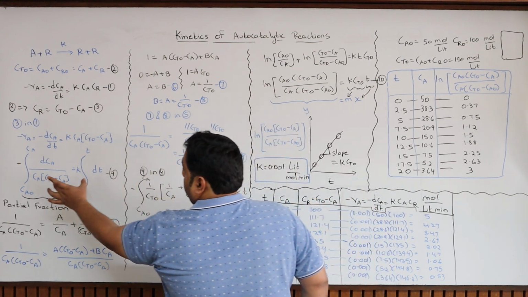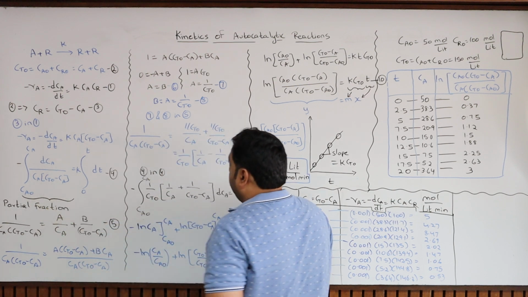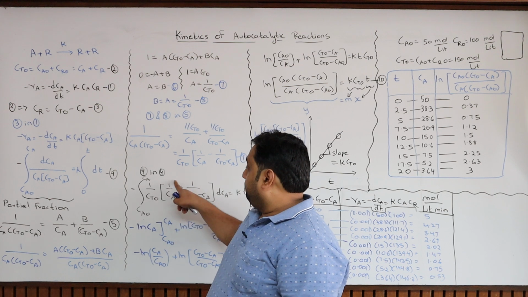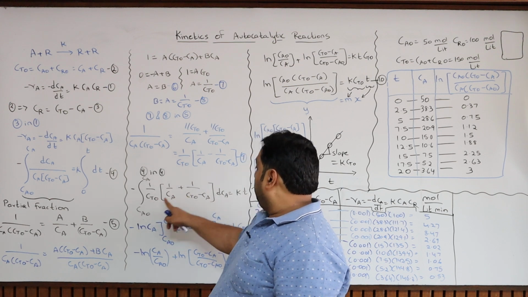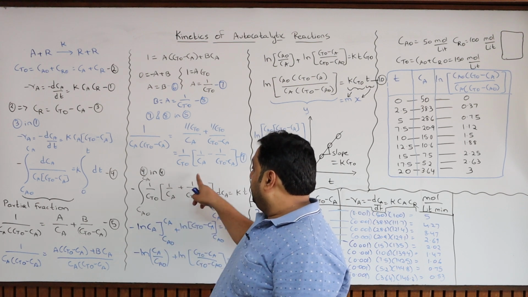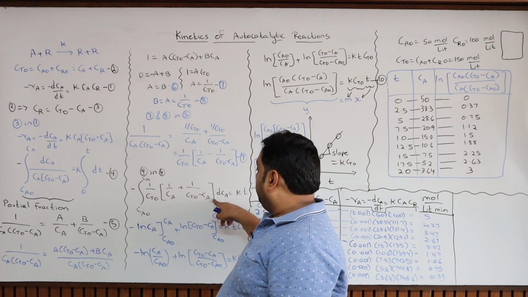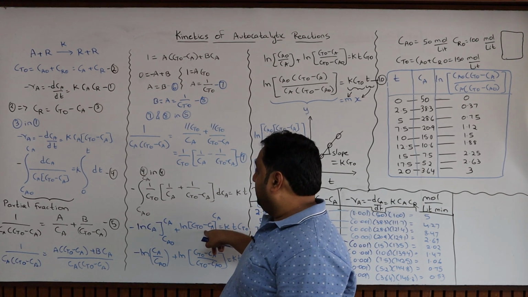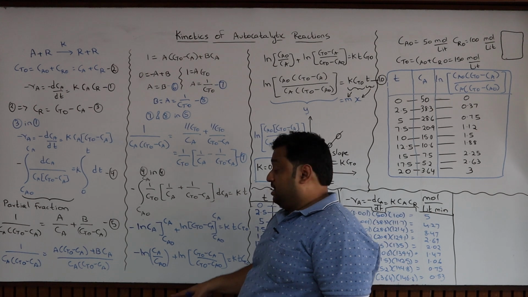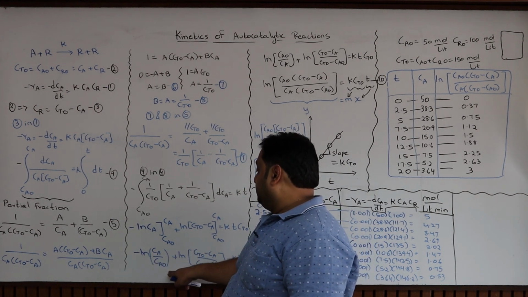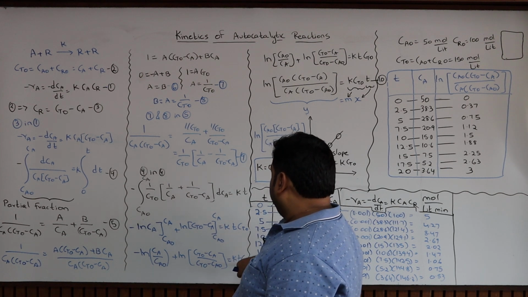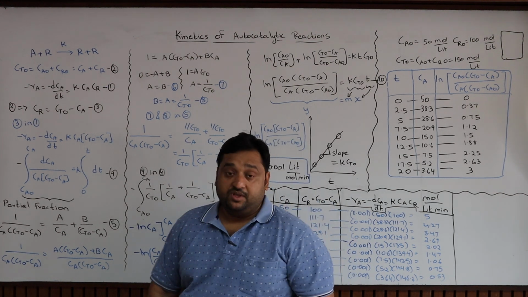Put this expression in place of the total integral, then expand the integral, take out the 1 by Ct0 and send it to the right hand side. Integral of 1 by Ca is nothing but ln Ca, integral of 1 by Ct0 minus Ca is nothing but ln Ct0 minus Ca. Limits Ca0 to Ca. Once you substitute the limits, you get ln Ca by Ca0 plus ln Ct0 minus Ca by Ct0 minus Ca0 is equal to k times t into Ct0.